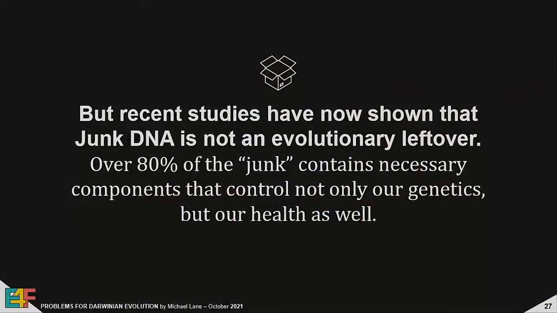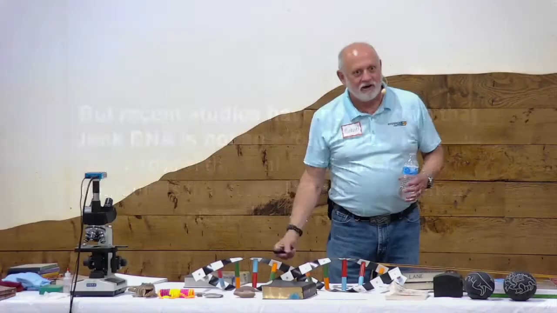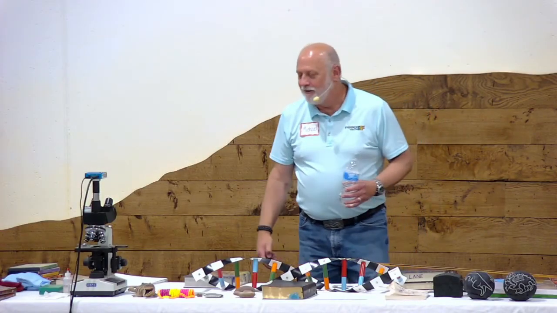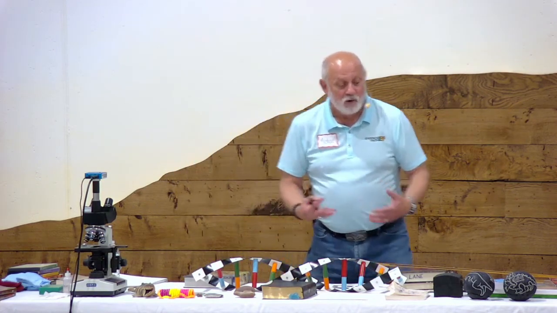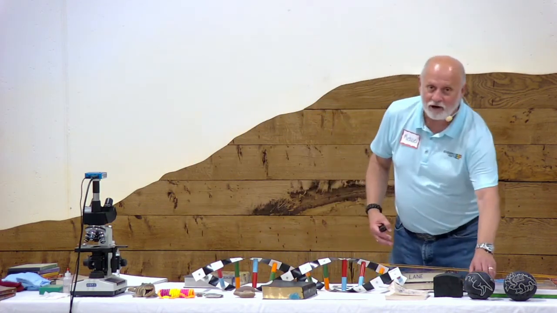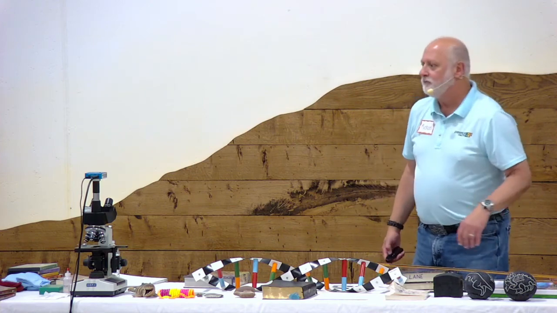But recent studies have shown now that junk DNA is not evolutionary leftover. 80% of the DNA contains necessary components for controlling not only our genetics, but our health. As this paper here, a new study just found another type of thing found in junk DNA to help prevent cancer. It's not junk. They got to get rid of, and they're starting to do this now, removing this whole thing from textbooks because we now know junk DNA is not junk.